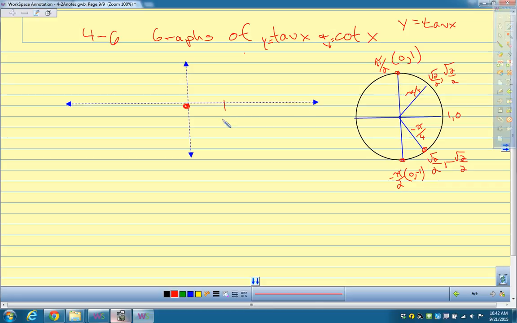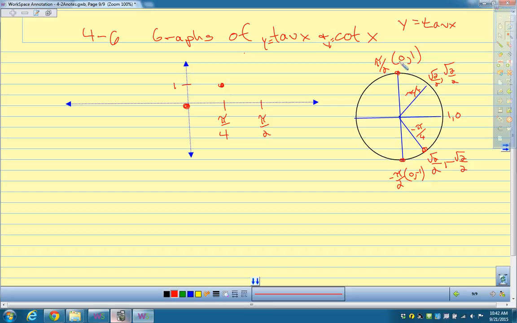What's the tangent of pi over 4? It's 1. Okay? You get that? Now as I get here to pi over 2, okay? As I move out here to pi over 2, what's true about tangent? It's undefined. Why is it undefined? It's 1 over 0.